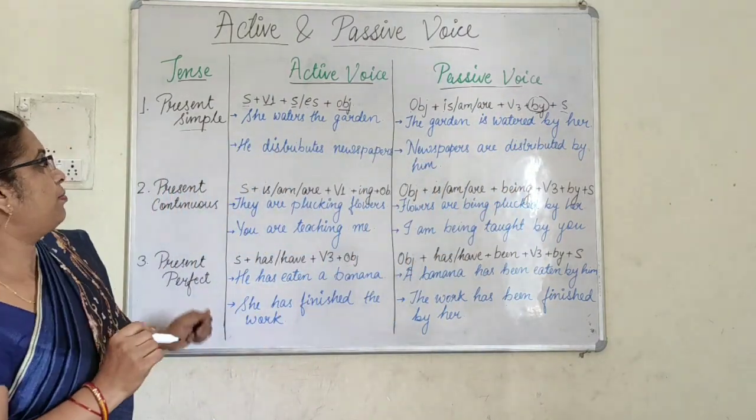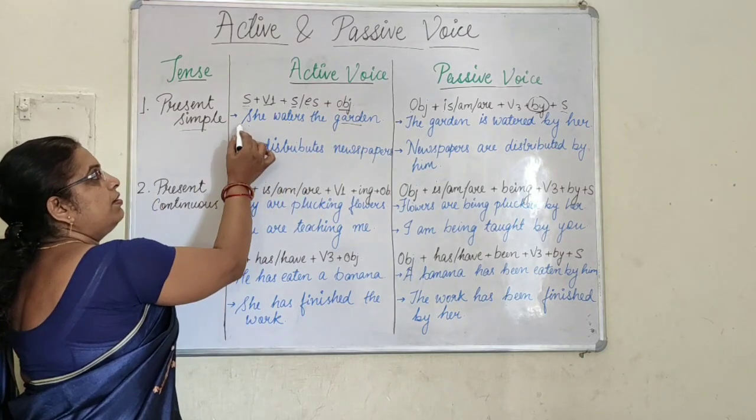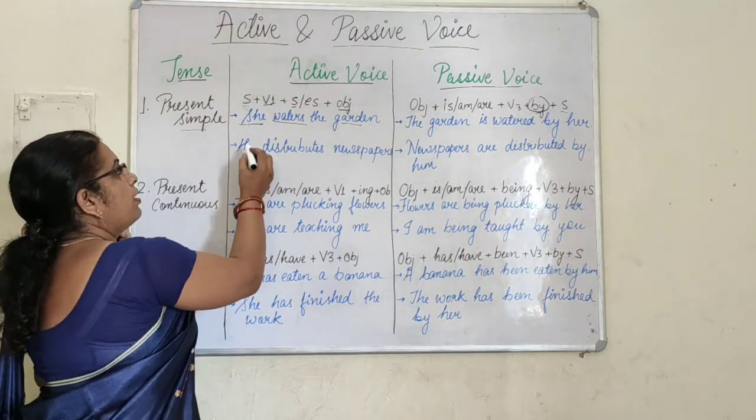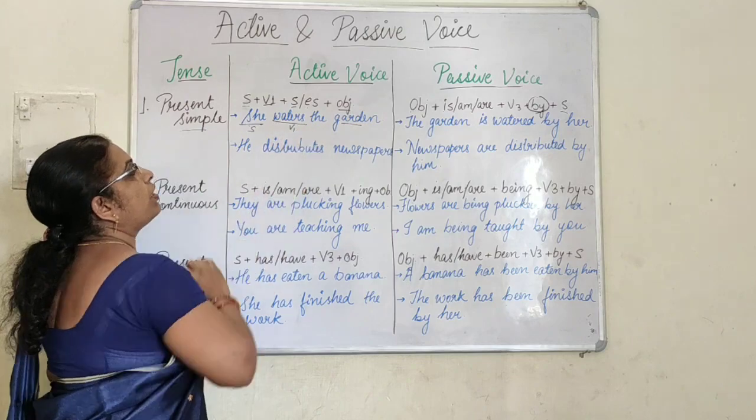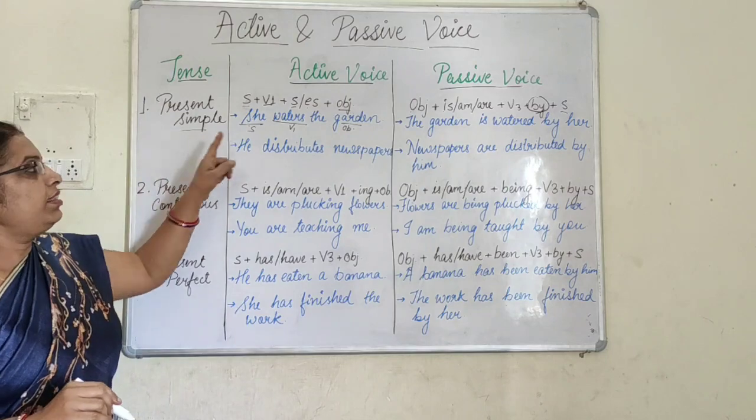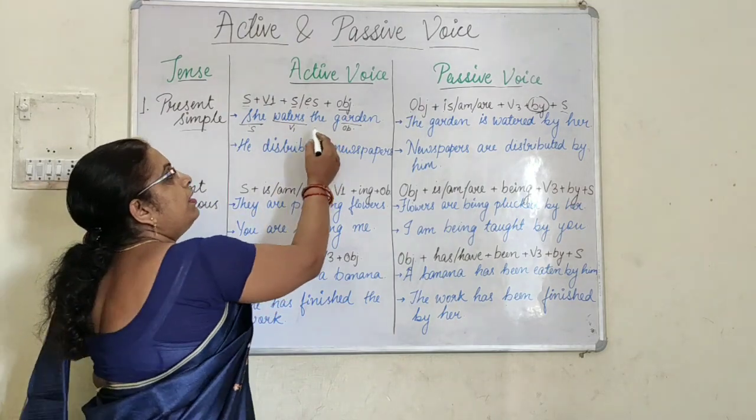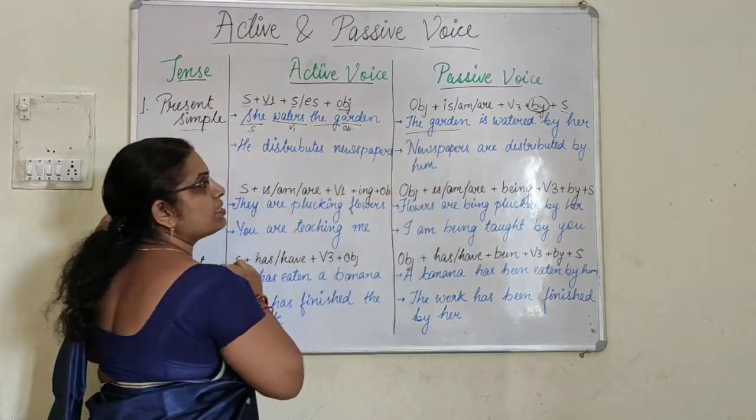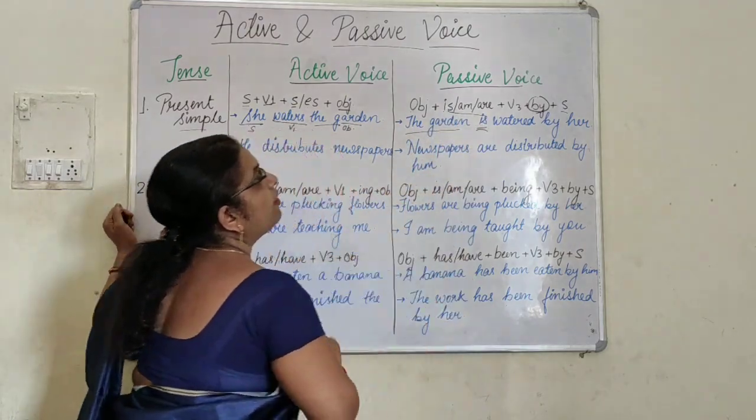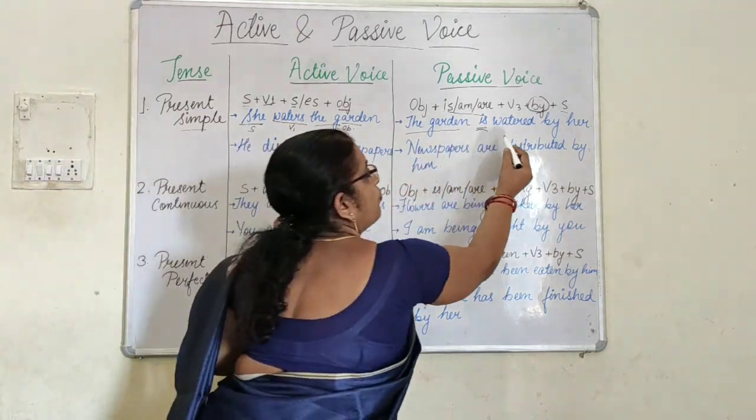Now see the first example. This sentence, she waters the garden. She is the subject. Waters is the verb, first form V1. Subject, V1, and garden, it is the object. You have to change the sentence into passive voice. Following that rule, the garden is the object, it should come first. Garden is singular, you have to write is. Then the verb, that is waters, is changed into V3 form, watered.